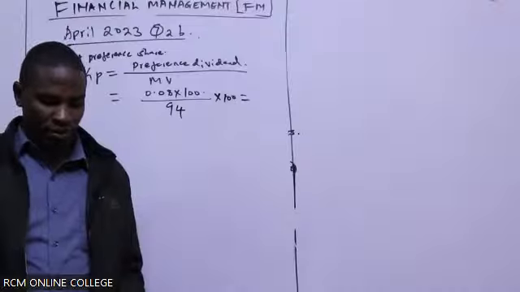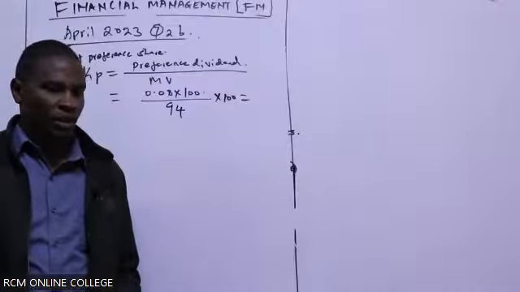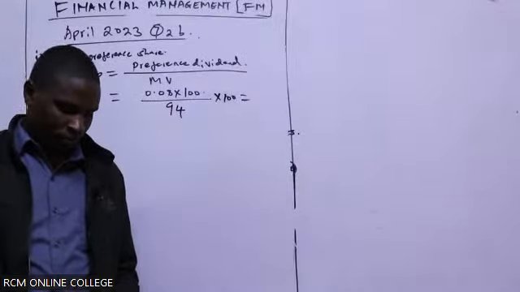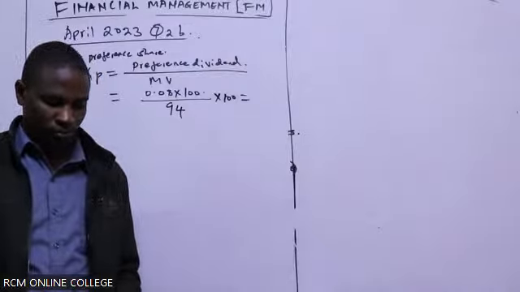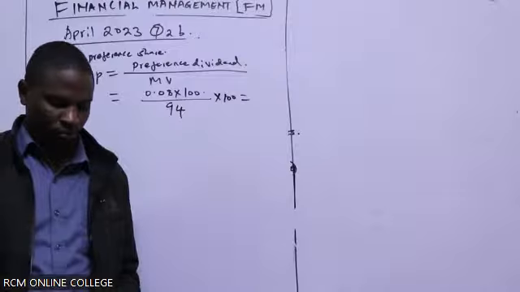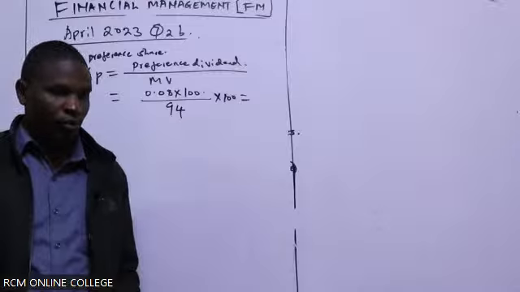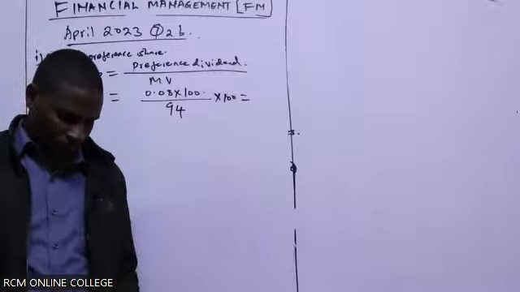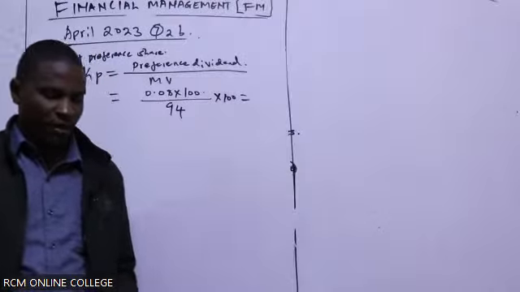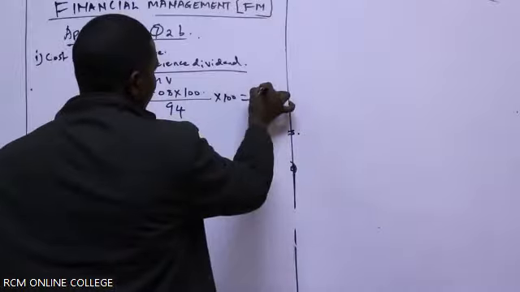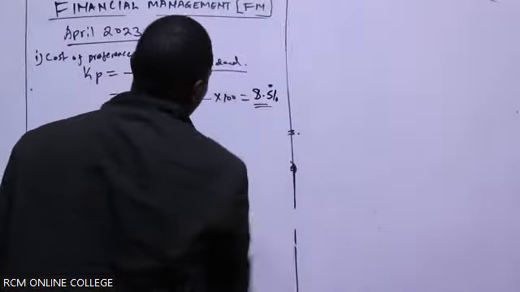Then we go to KD or KE. What is our KP? How much do you get? The KP is 8.51%. Now we are done with that.